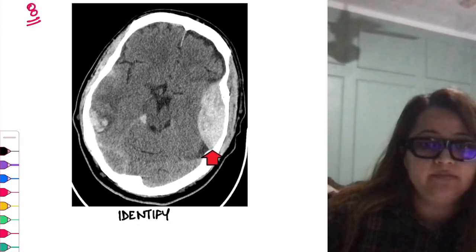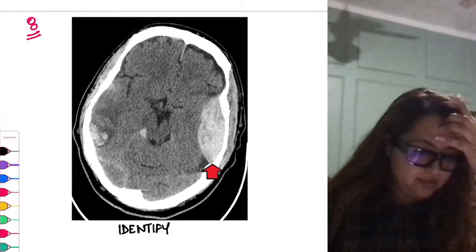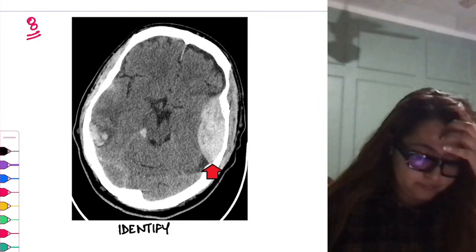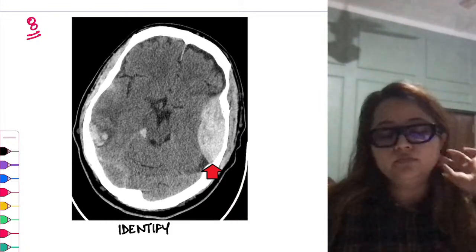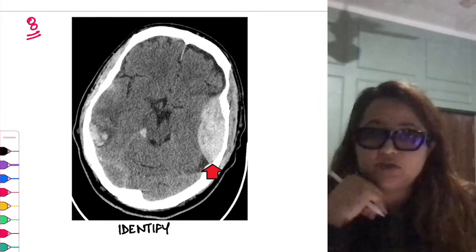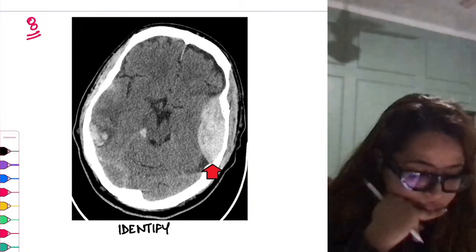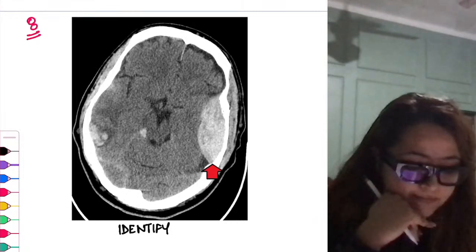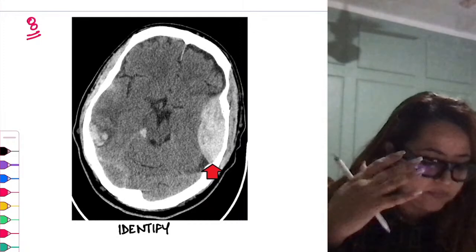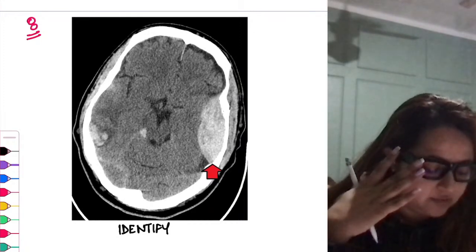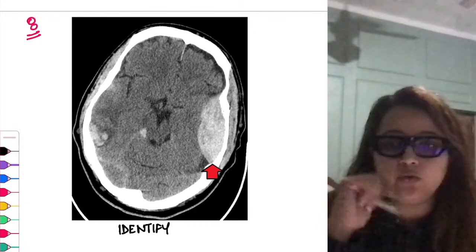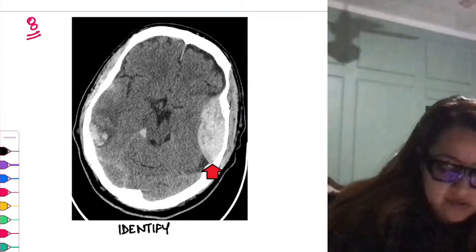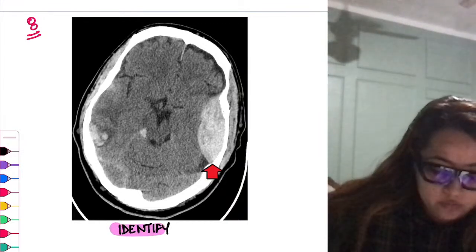Talking about the next slide. So what is this? What is shown in this picture? Yes. Exactly. You guys gave the right answer. So this is what? Epidural hematoma. Okay. This is epidural hematoma.